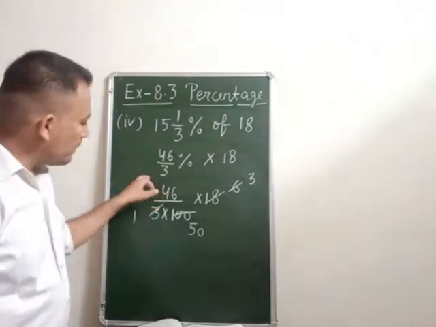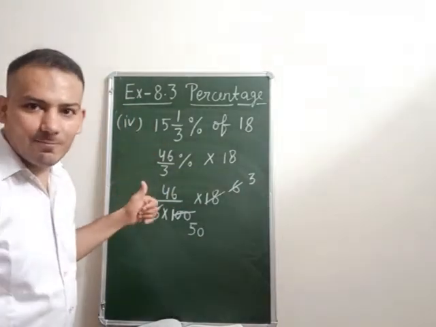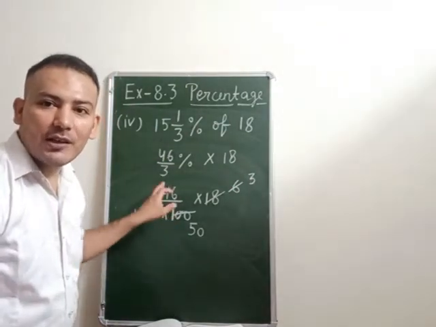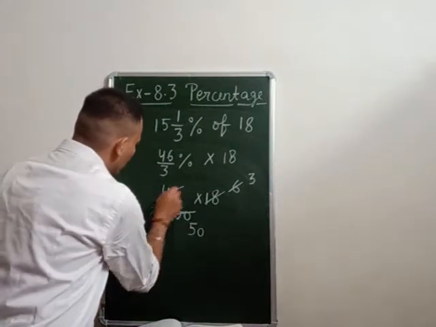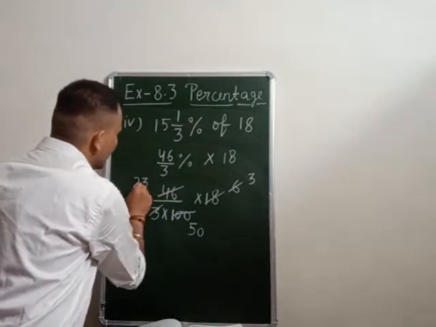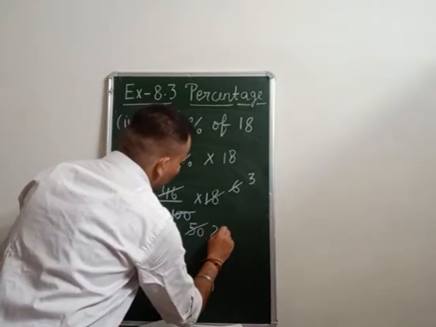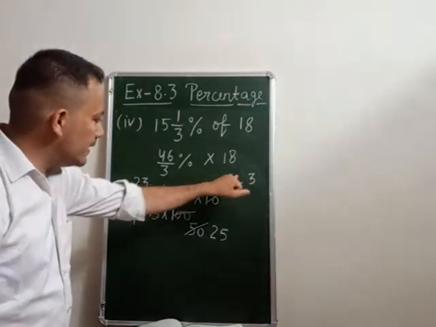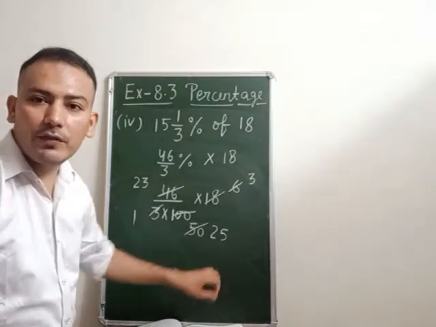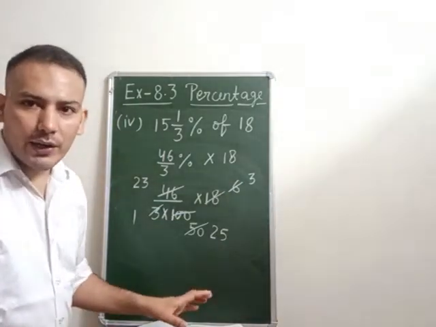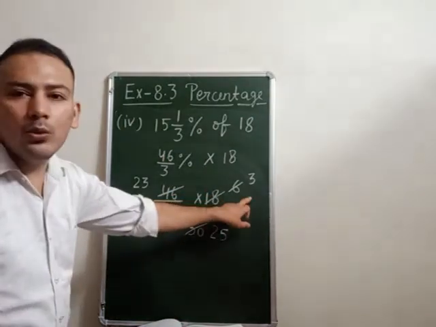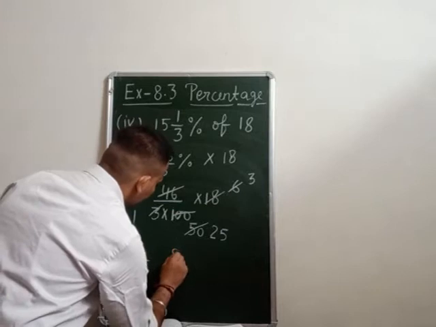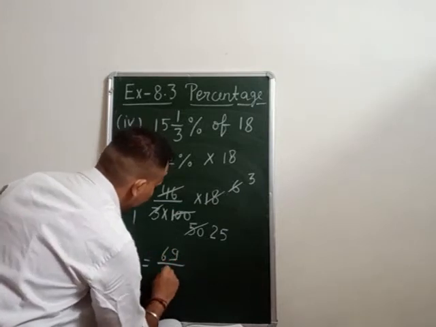Can we divide further, up and down, any number? With numbers 46 and 50. So 2 2s are 4, 2 3s are 6, 2 2s are 4, 2 5s are 10. We can divide further any number. 23 and 3 are in the numerator and 25 is the denominator. Now we cannot divide it. So what are we going to do? 23 into 3, what will come? 69 upon 25.